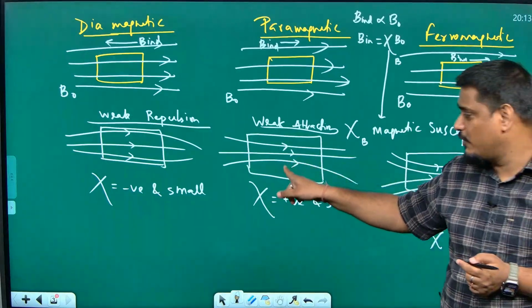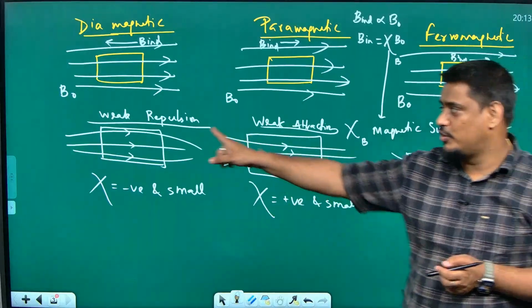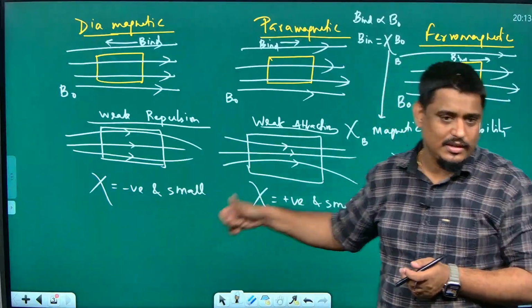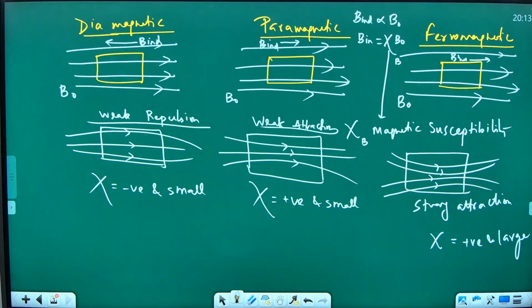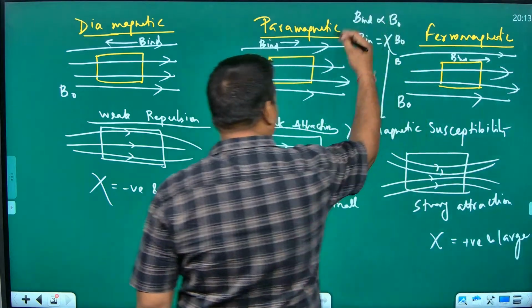If this diagram is there, you will write chi will be positive and small. For this you will write chi is negative and small. Chi will be positive and large. Direct question comes from here. I am telling you, in the board exam, if you derive it further, I am deriving it here.